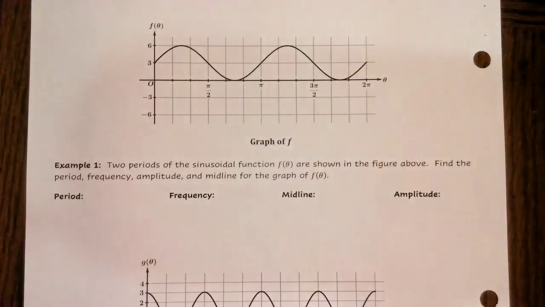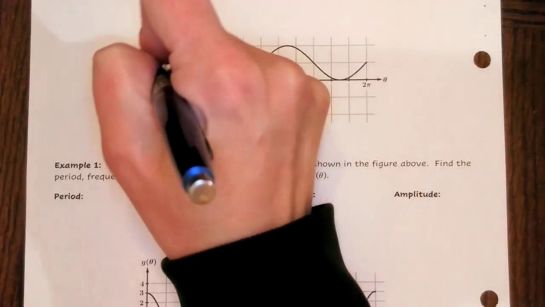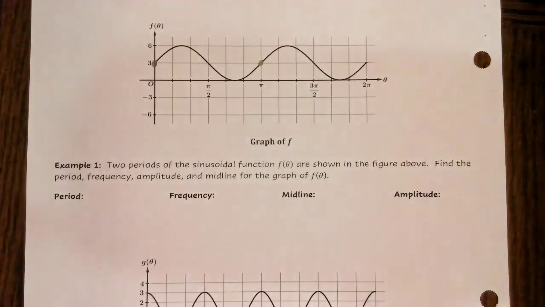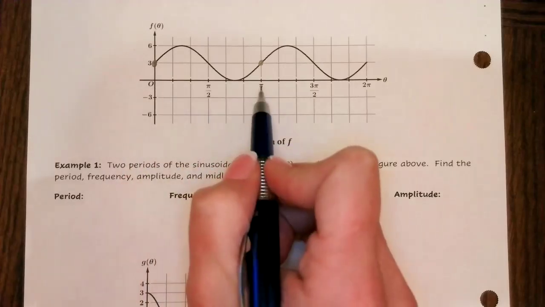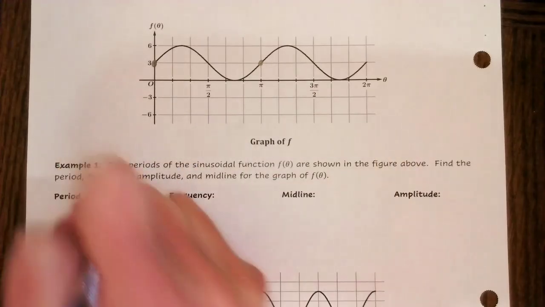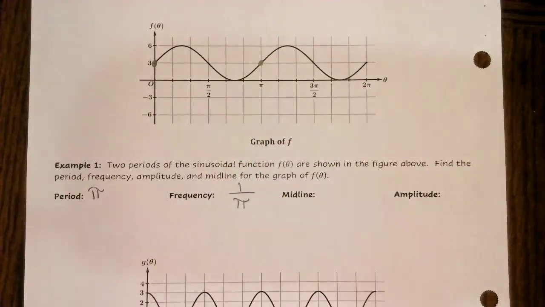So that repeating of the pattern is where we find that period distance. So from here to here is what we're calling 1 period. That's where the pattern starts to repeat. So the distance from here to here, that's from 0 to pi. So the period on this one would be 1 pi. Our frequency, we said, is the reciprocal, so I just flip that.